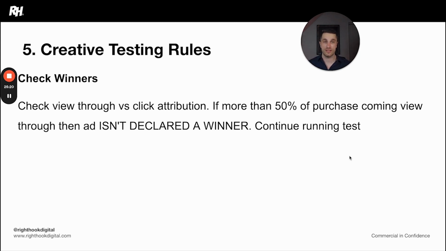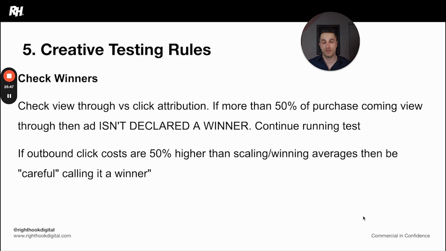So if more than 50% of the purchasing is coming through view-through only, don't declare it a winner yet. Because yes, Meta may be showing it to people, but the fact that they're not clicking on it tells you it may not be an ad that actually drives incrementality at scale. So we are very careful about looking at that before we graduate a winner. And the last one is, if your outbound click costs are 50% higher than the typical average that you see on other scaling ads, just be careful there. Continue to monitor. I leave it on as long as it's still hitting KPI. The reason for that is at scale, if it doesn't normalize, it may actually end up not working anyways. So that's a big reason for that.